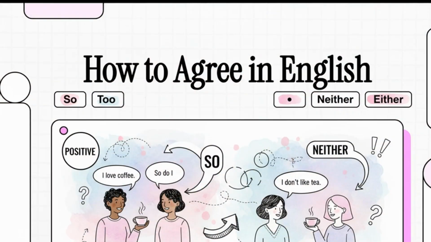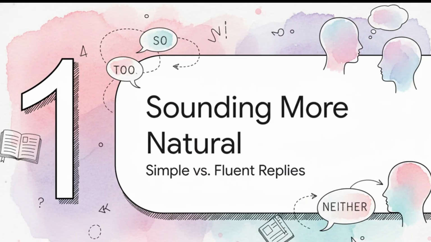Hey there. So, in this explainer, we're going to tackle something that can make your English conversations feel, well, a little clunky. We're talking about how to agree with someone, not just in a correct way, but in a way that sounds totally natural, like you've been speaking English your whole life. And trust me, it's way easier than it sounds. All right, let's dive right in.